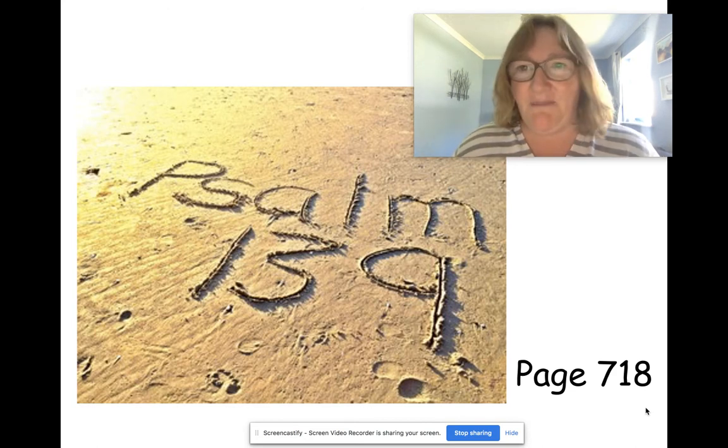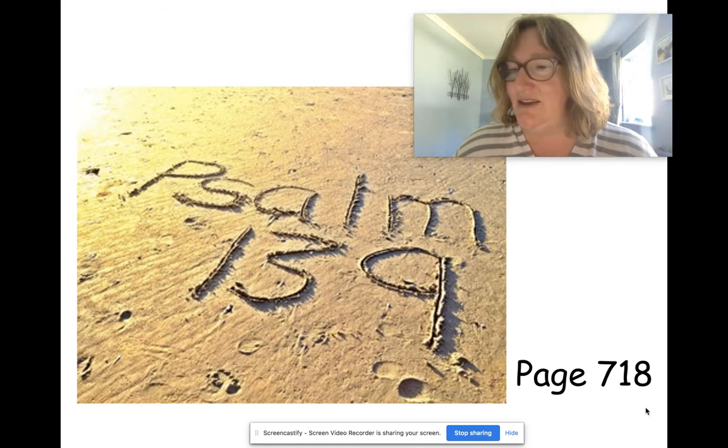Psalm 139. You have searched me, Lord, and you know me. You know when I sit and when I rise. You perceive my thoughts from afar. You discern my going out and my lying down. You are familiar with all my ways. Before a word is on my tongue, you, Lord, know it completely. You hem me in behind and before, and you lay your hand upon me. Such knowledge is too wonderful for me, too lofty for me to attain.